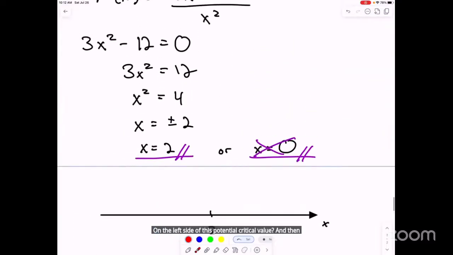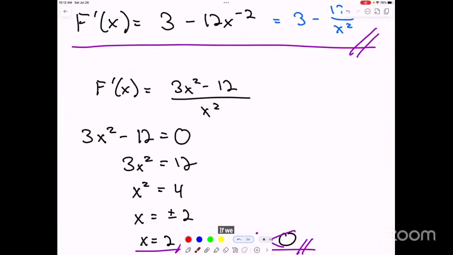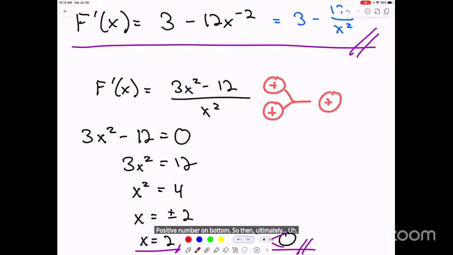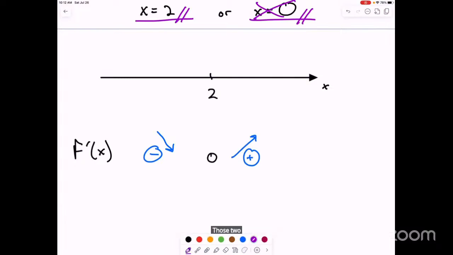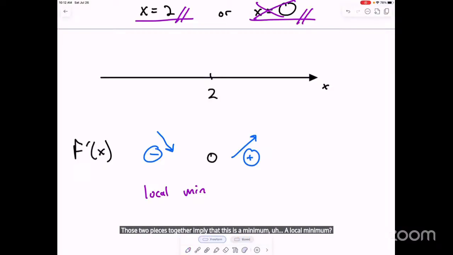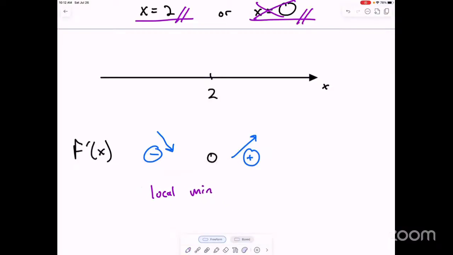And then a number on the right to test would be something like 3. If we plug in 3, 9 times 3 is 27, we get a positive number on top, positive number on bottom. So ultimately, this guy is positive, right? We chose a number on the right, got a positive result, which implies the original function is increasing. Those two pieces together imply that this is a local minimum at this x value.